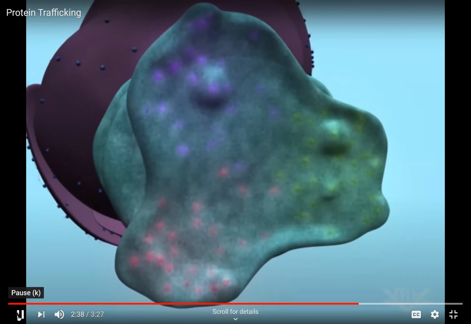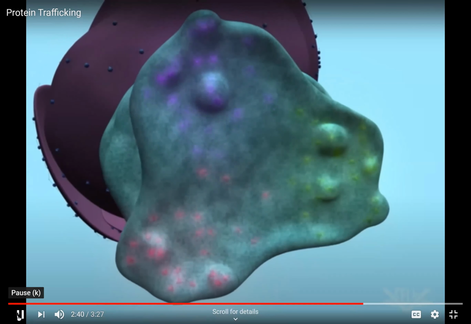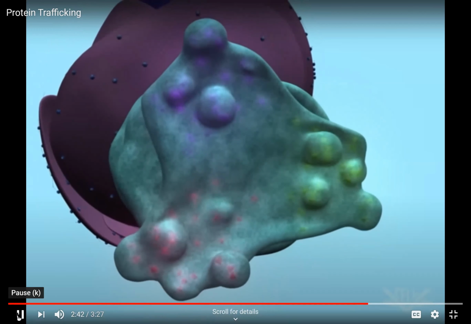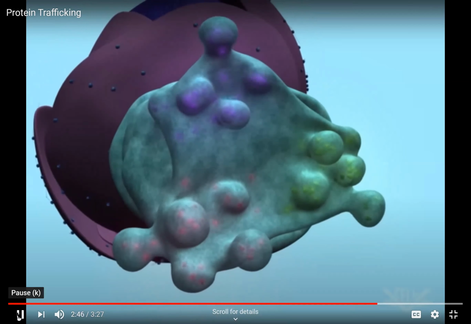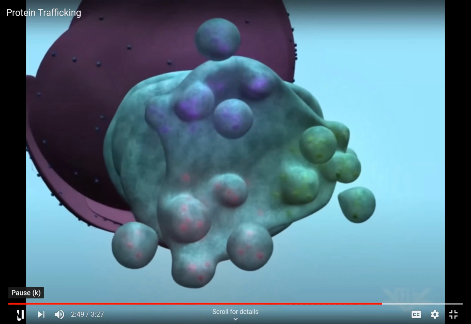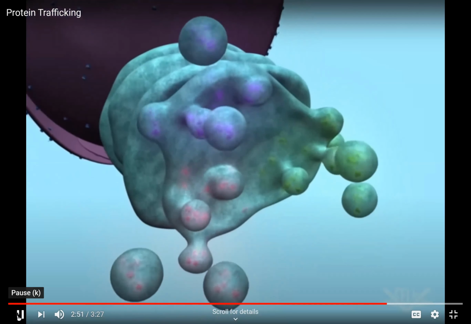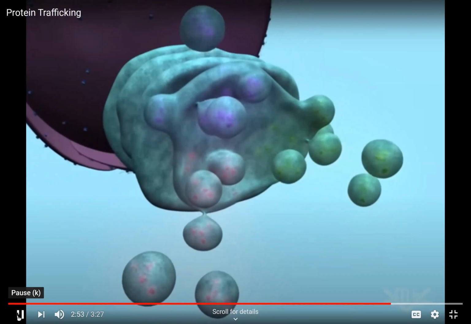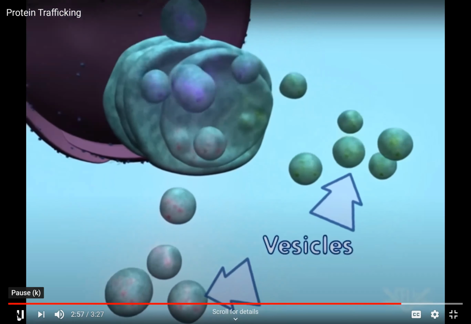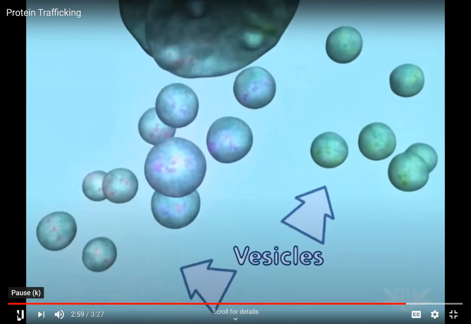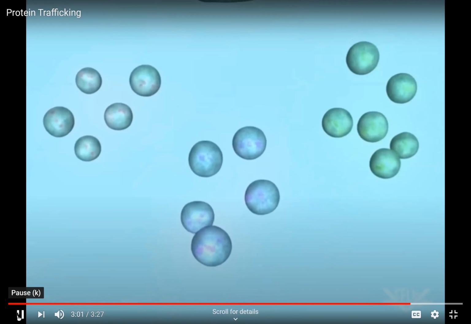The trans Golgi network then buds off into vesicles. These vesicles then migrate to their target location. These locations include internal organelles, such as the lysosome, the digestive organelle of the cell. The vesicles can also be targeted to the cell membrane, where the targeted protein can be released from the cell for delivery elsewhere in the organism.